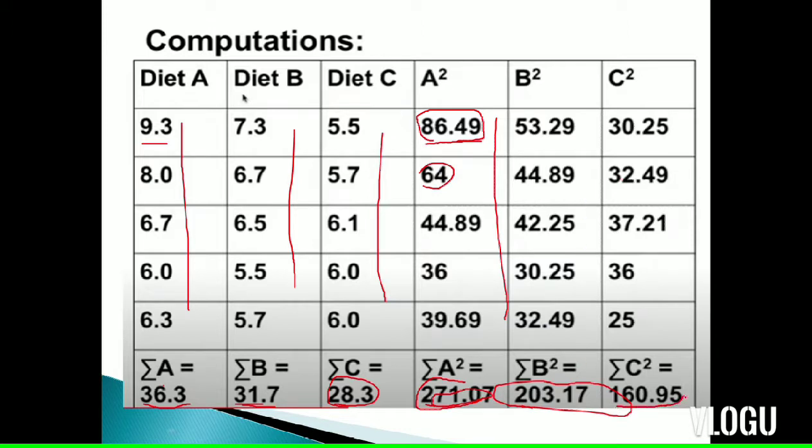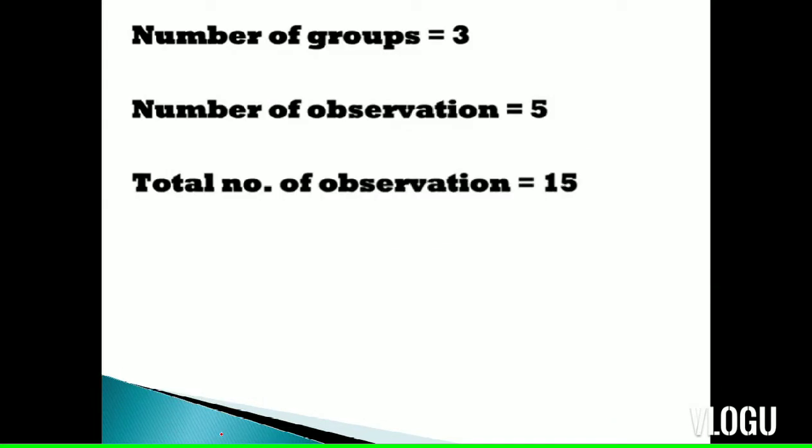So, morning C pod. So, number of groups, we have 3 groups: diet A, diet B, diet C. Number of observation, we have 5. Total number of observation, 15. So, sa pag total, i-multiply ang number of groups and number of observation. 5 times 3 equals 15.